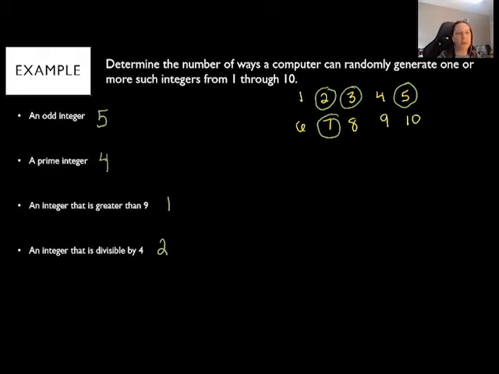So these are considered simple counting problems because you don't really have to do any calculations here. You're just literally counting how many choices you have, especially if you can write it down.